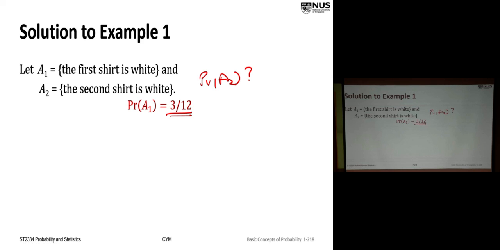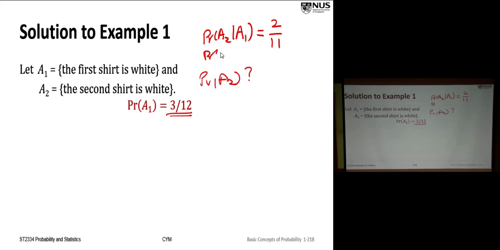Now the probability that the second shirt is white is much harder to compute. Why is it harder? Because you need to know the outcome of the first one. So it may be easier to answer this question: A2 given A1. That means if you know that the first shirt is a white shirt, what's the chance that the second shirt is a white shirt? After you draw the first one, 11 are left, and how many are white? 2 of them are white.